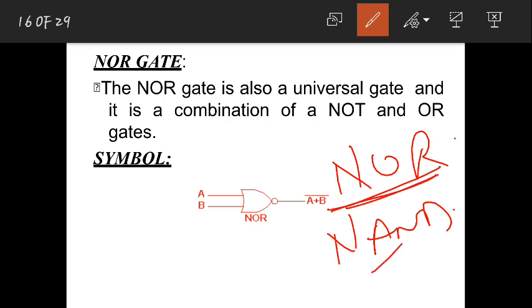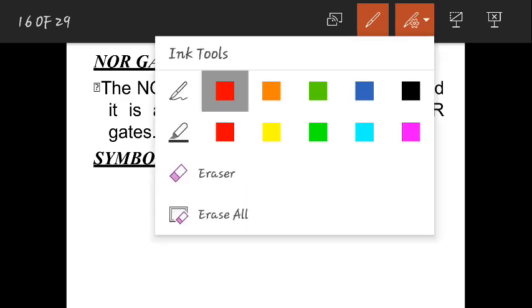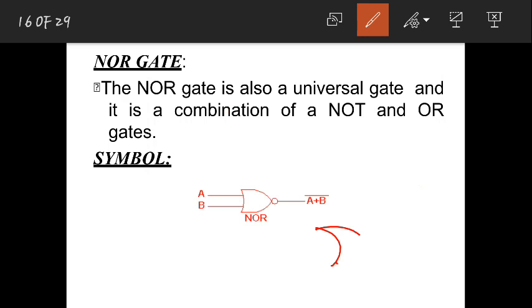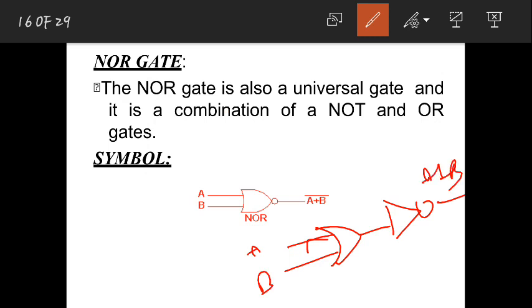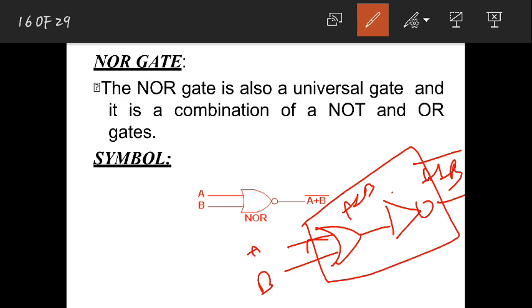NAND gate is finished. For the NOR gate, again the same thing: take an OR gate and place a NOT gate in front of it. This is one terminal A and this is one terminal B. The OR output here is A plus B, but when you place this NOT gate here, it becomes a complement. So this complete thing is a NOR gate. The outputs will be exactly the opposite of the OR gate. Whenever you have 1 here, this will become 0, and whenever you have 0 here, this will become 1, in your truth table.